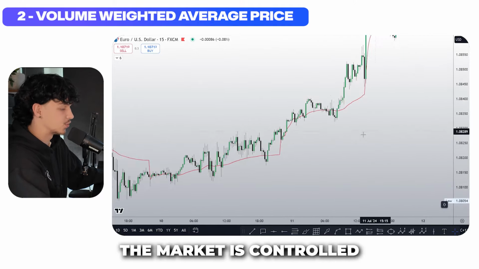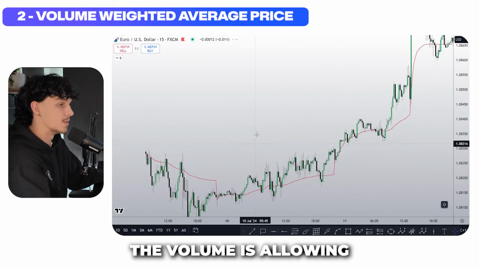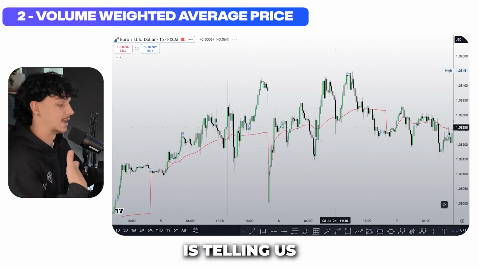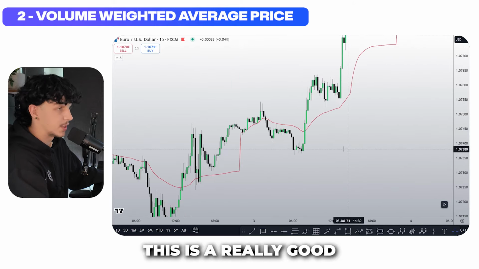And as you can see, the market is controlled by the VWAP here, which is very nice, and it's telling us that volume is allowing this move to happen as well. So if we are continuously growing, that's telling us volume is coming in with the move as well, which is really good to see. This is a really good example here.